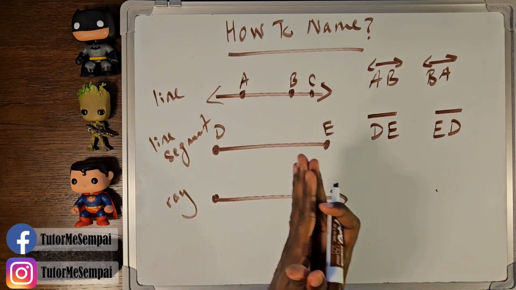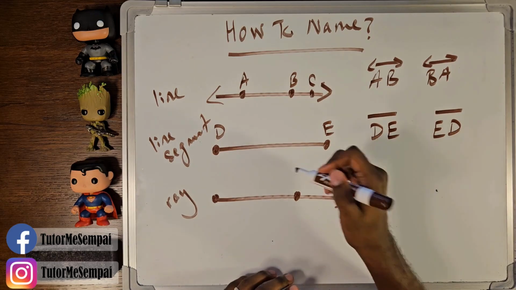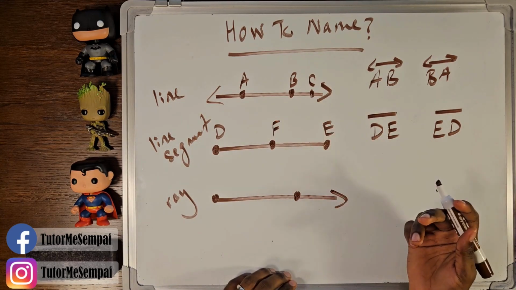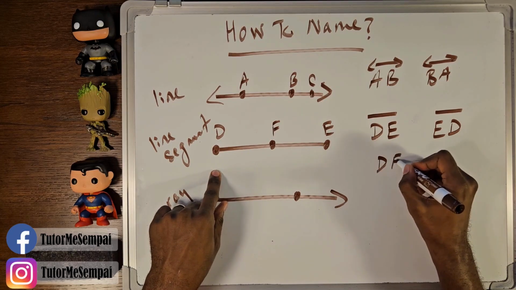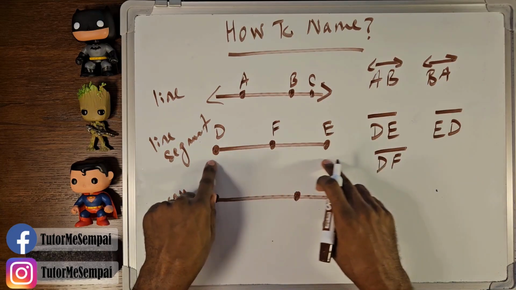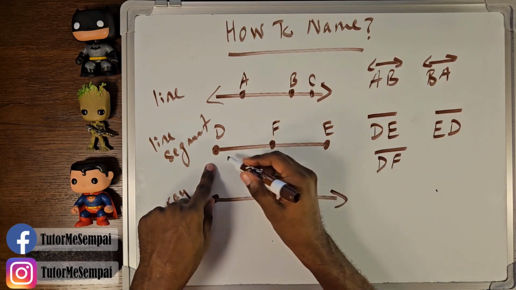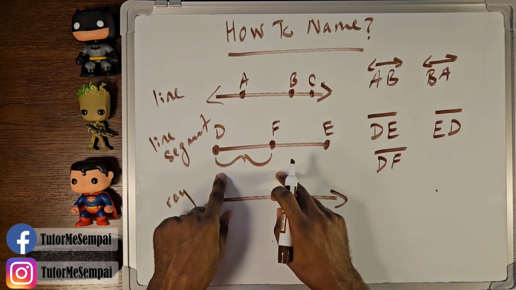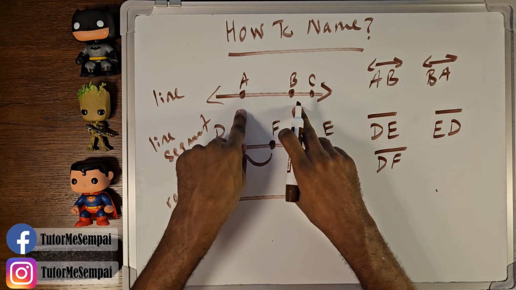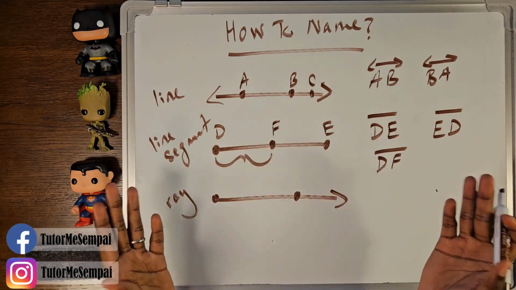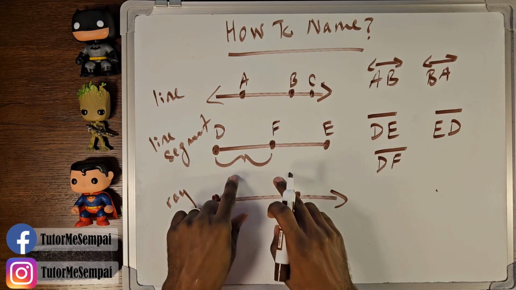Now I say that because it's very important that you notice if you had another point here, let's say F, DF is not the same as DE. It doesn't talk about this entire line segment. DF only focuses on that part here. So unlike your line, where you can take any of the three and it still talks about the entire line, that's not going to be the case for your line segment.